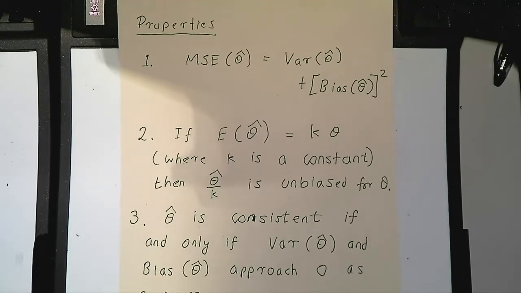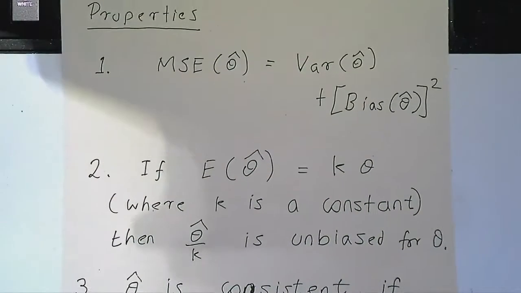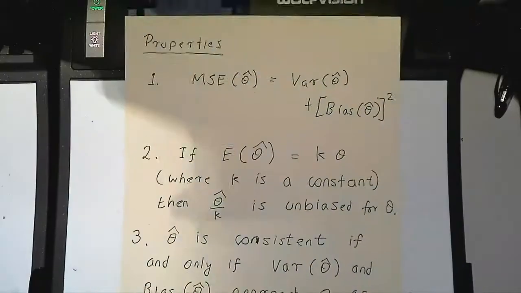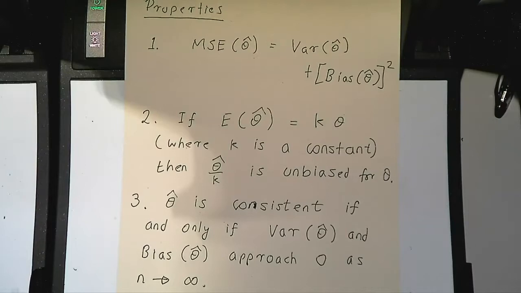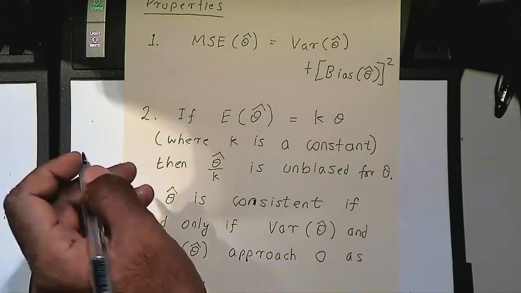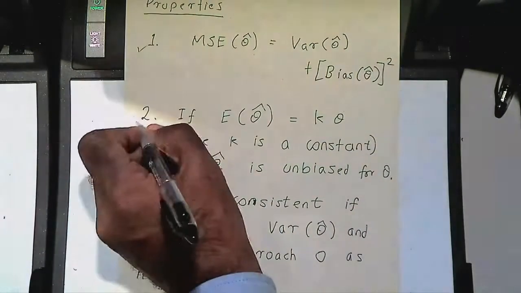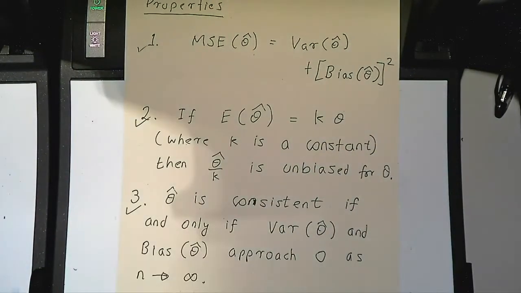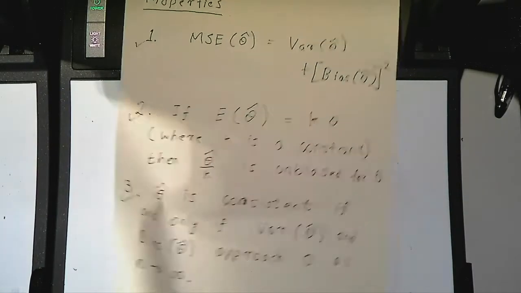Right, so these are three properties of the things we learned. You will need to know the proofs of all of them, because the proofs are not really difficult. If I have time, I will prove at least one of these properties.